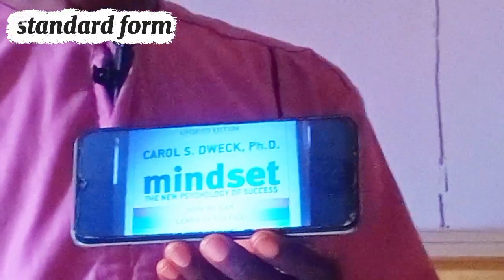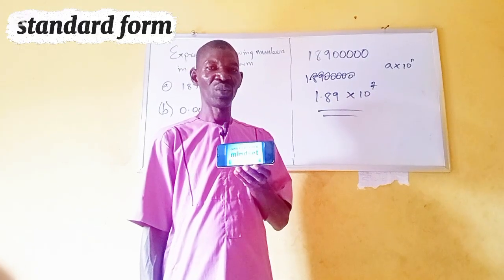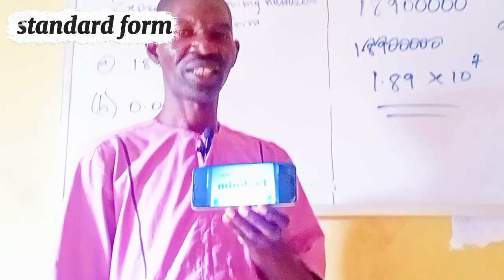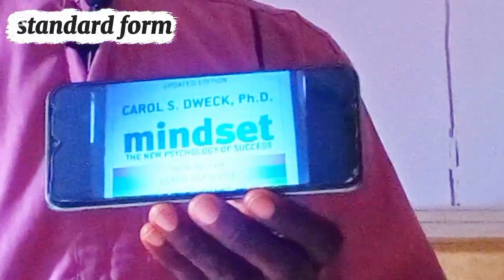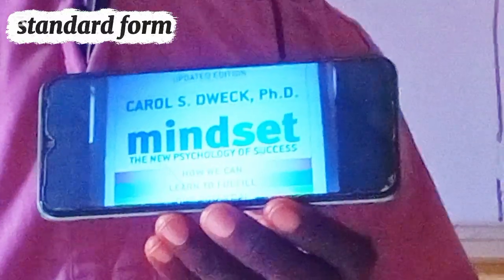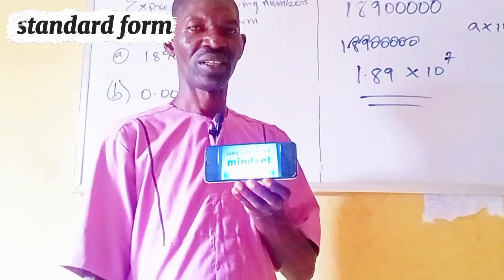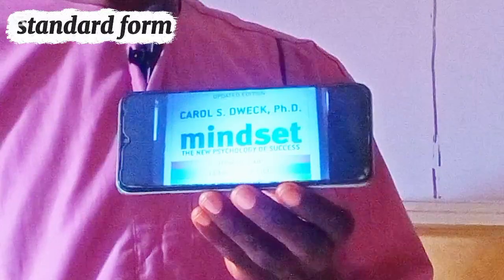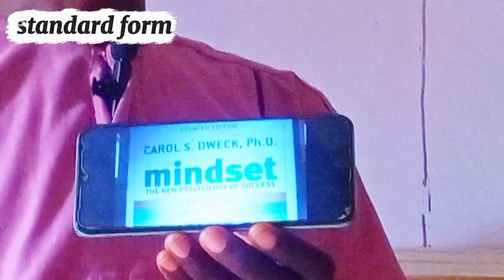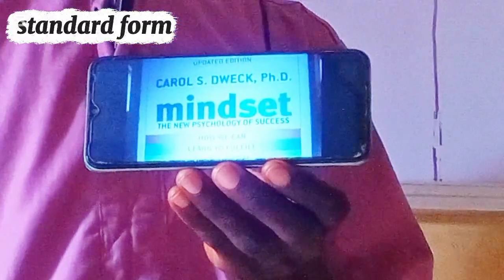So it's going to help you to have a growth mindset, which is the mindset of, I will improve on my failure, instead of having a fixed mindset. It talks about two mindsets: fixed mindset, which is when you fail once, you give up. Then also growth mindset, which is when you fail, you have the thought that you can become better.